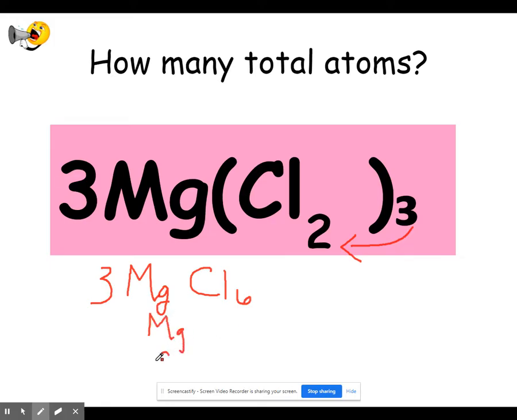Then I identify my elements. I have Mg, I have Cl. There is no subscript, so it's a 1. We have a subscript of 6. Now, what do we do with this coefficient? By now, you should know that we multiply both by the 3. So we actually have 3 magnesium and 18 chlorine.